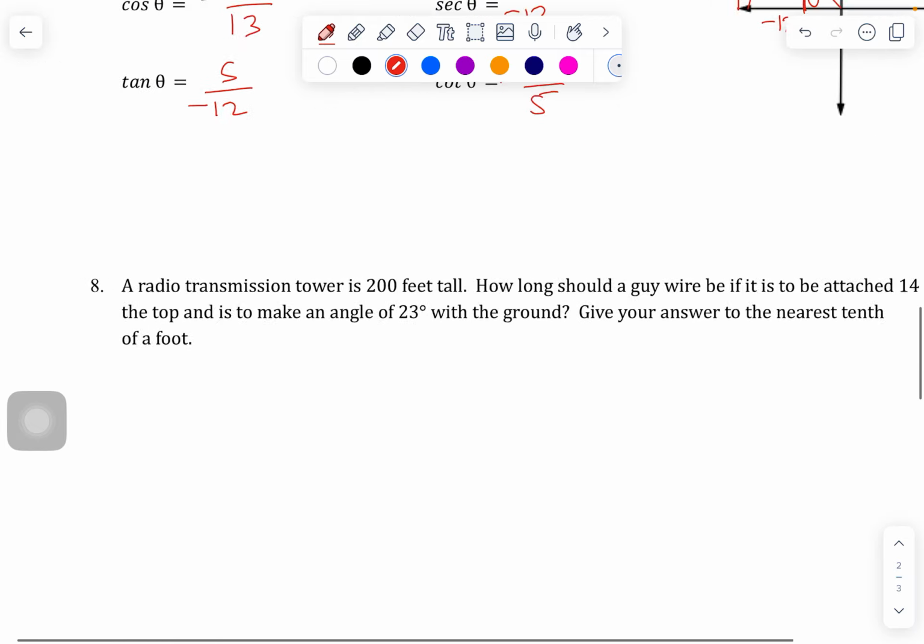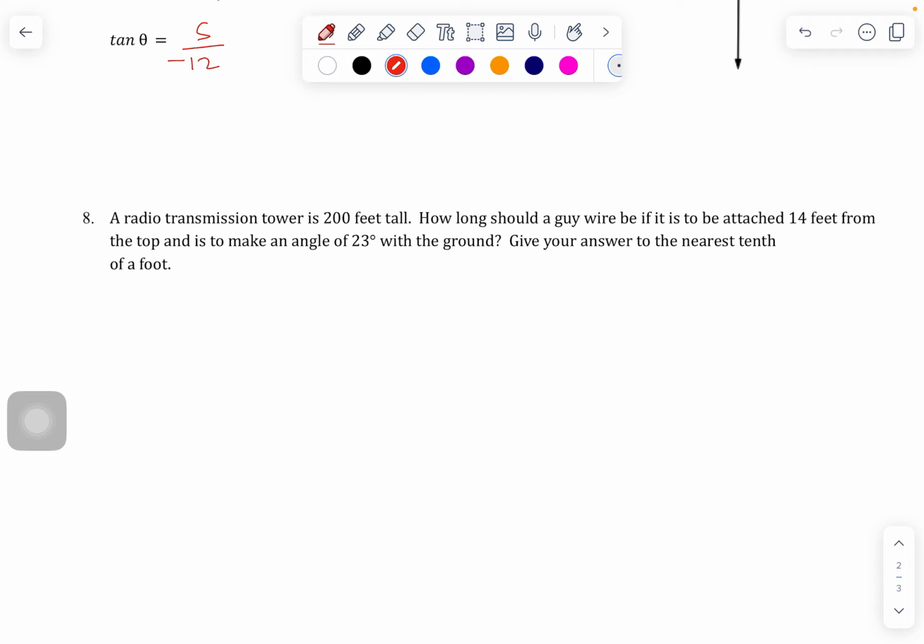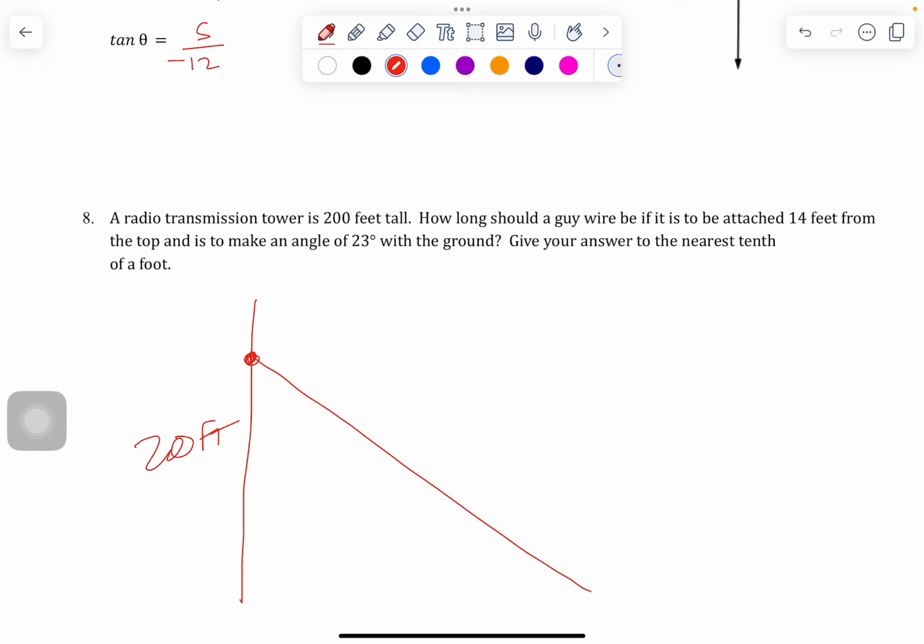Last, a radio transmission tower is 200 feet tall. There's a guy wire that's attached 14 feet from the top. That's the tricky part of this question. And that guy wire attaches to the ground, down here's the ground, and it makes an angle of 23 degrees with the ground. How long does the wire have to be?